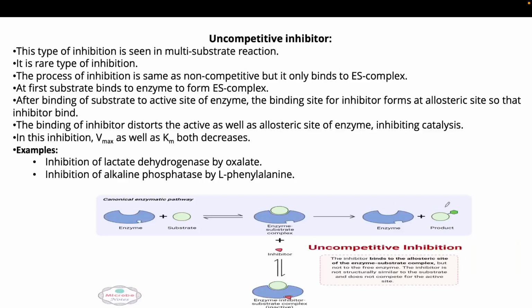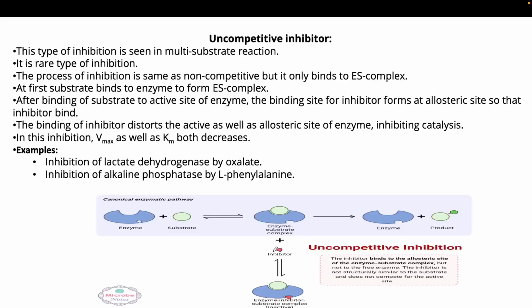So the third one is the uncompetitive inhibition. What is the uncompetitive inhibitor? This is the type of inhibition which is seen in multi-substrate reactions, and it is a very rare type of inhibition. Generally, the most common are competitive and non-competitive. Uncompetitive very rarely occurs.